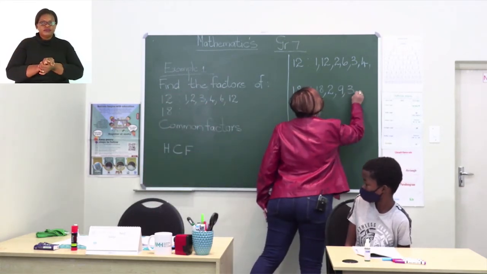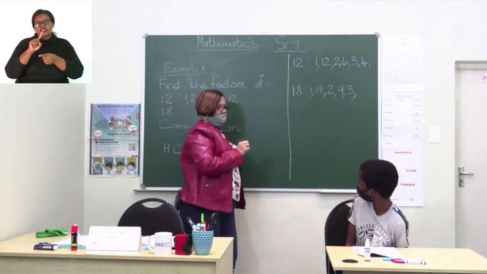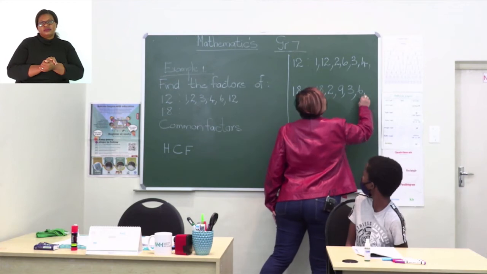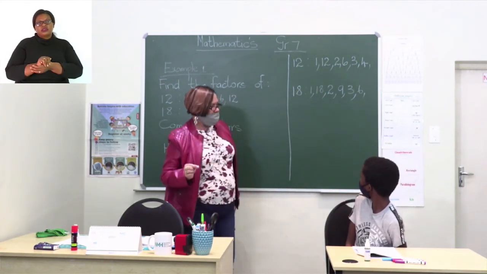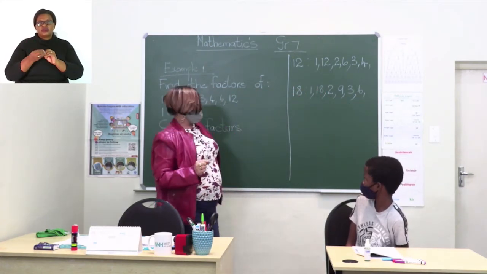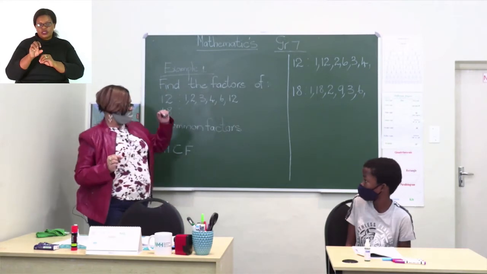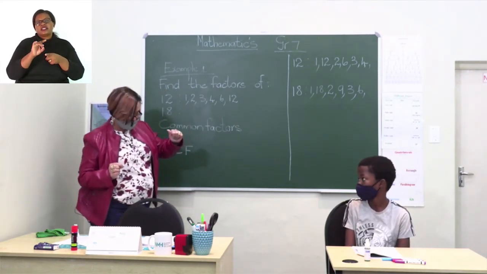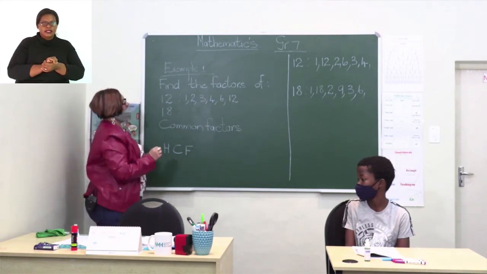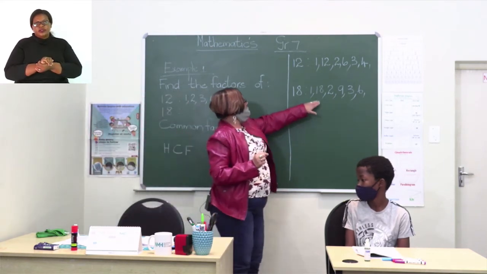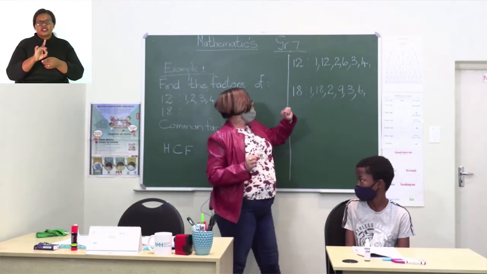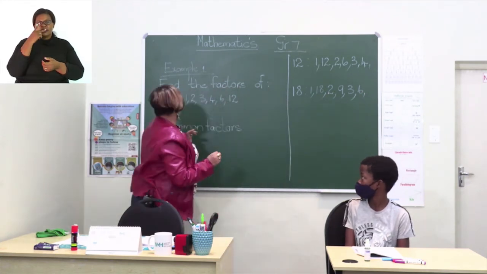3 divided into 18 how many times? 6 times. Any other number? No. So there are no more numbers that can divide into 18 without leaving a remainder. Yes. Right, he says yes. So now that we have found the factors of 18, let's put them in order.